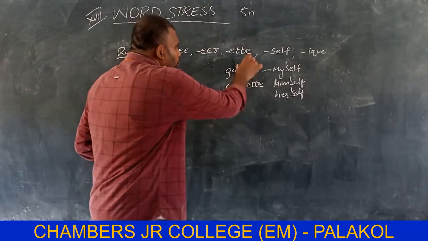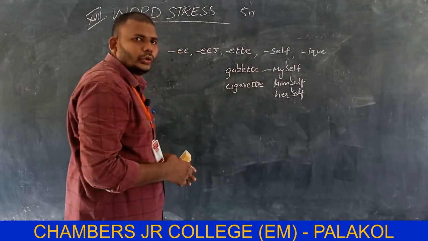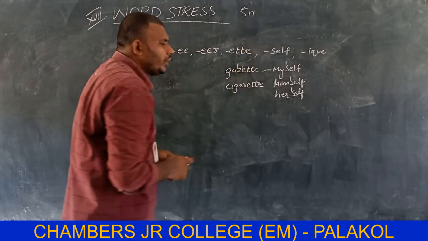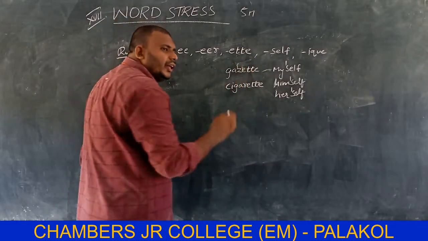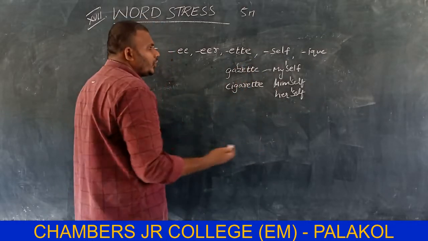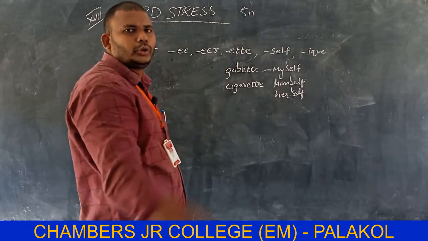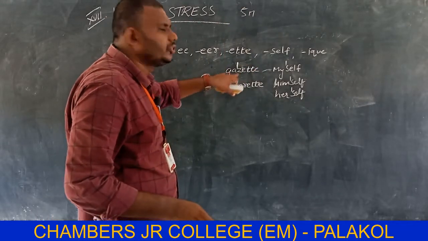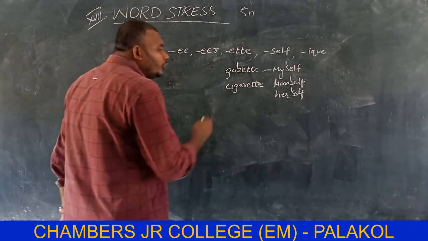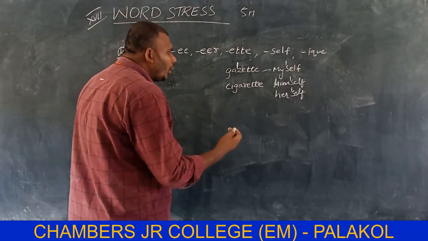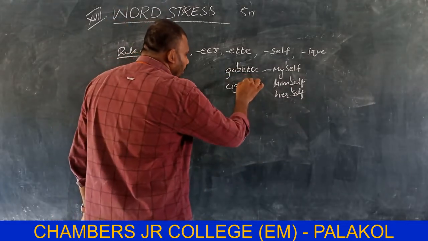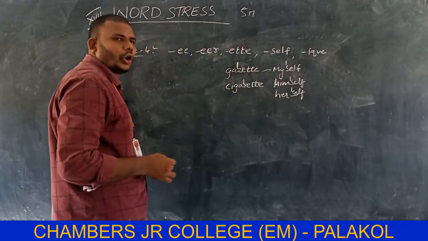That's why, can I put the stress mark on E? No, it is not. It's a wrong way. You have to put the stress mark where the syllable begins. Here the second syllable begins with the letter Z. That's why we need to put the stress mark on Z. Gazette. Cigarette. Here the last syllable begins with the letter R.